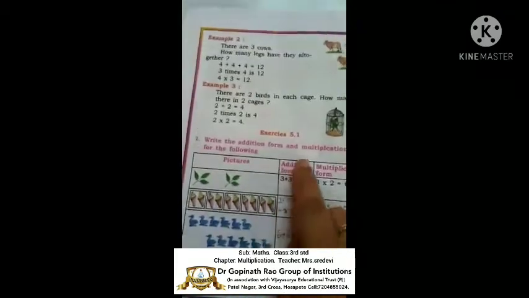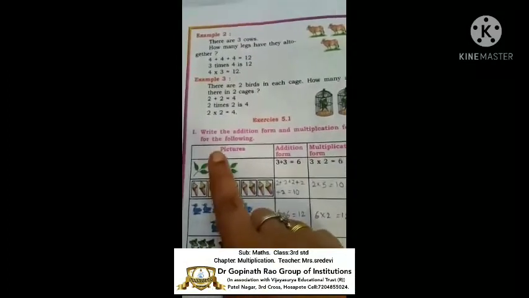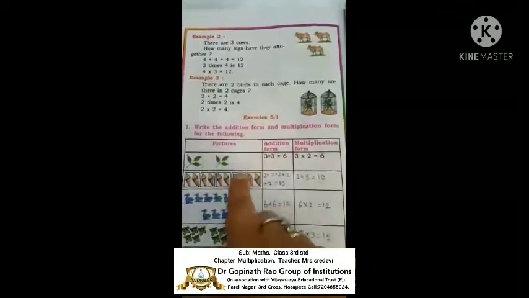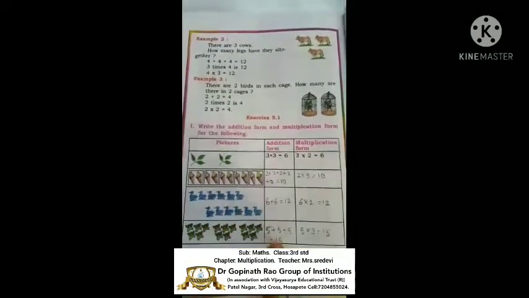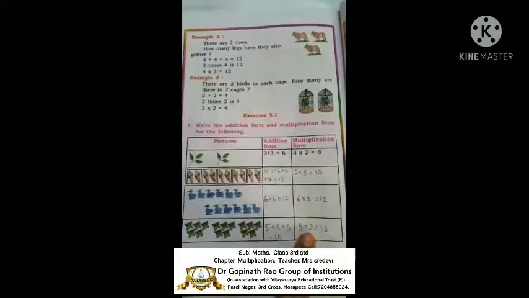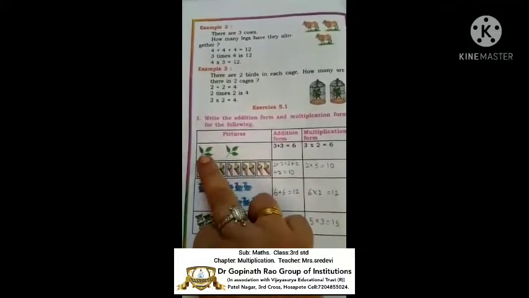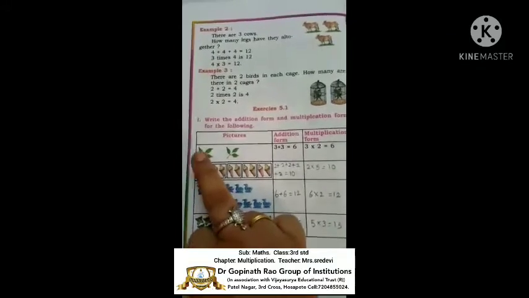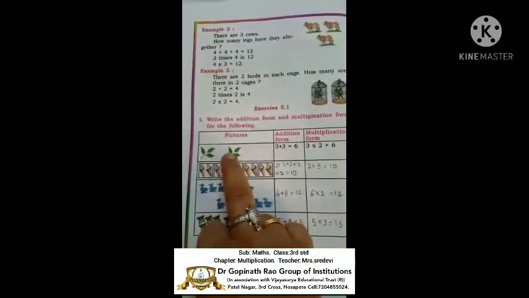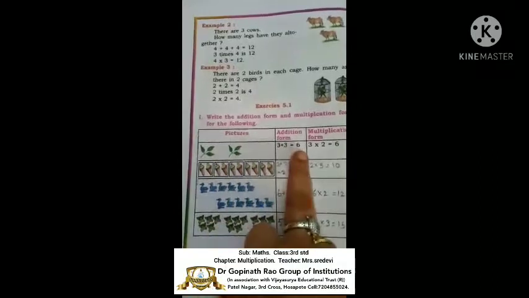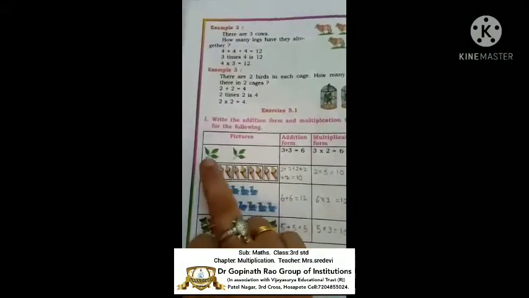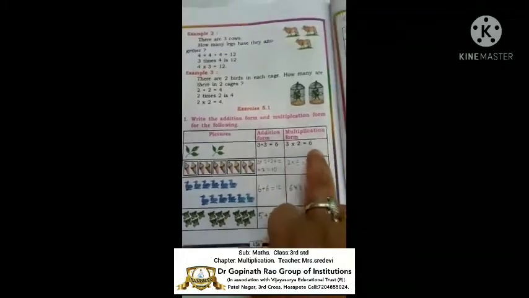Now exercise 5.1. Write the addition form and multiplication form for the following pictures. First we have to write the addition form, then we'll write the multiplication form. So what is first? Here 3 leaves, 3 leaves. It is repeated 2 times here. 1 time, 2 times. 3 plus 3 is equal to 6. It is repeated 2 times. So 3 into 2 is 6.